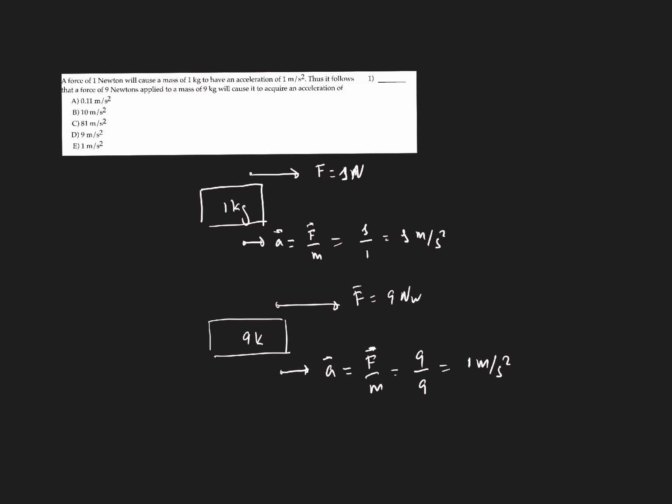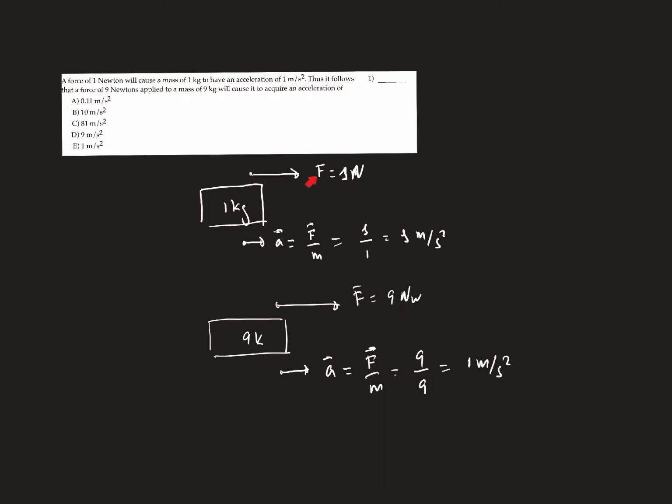Welcome back, and this is a problem for the practice test. For test 2, it's a force of 1 Newton will cause a 1 kilogram body to have an acceleration of 1 meter per second squared. So I have the body of 1 kilogram. I apply a force of 1 Newton. What will a force of 1 Newton make? It will produce an acceleration.